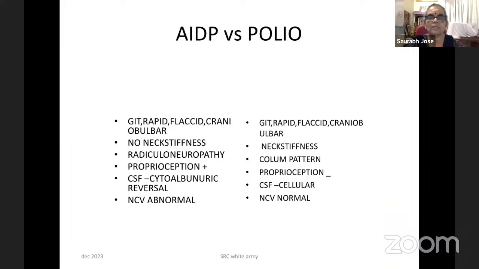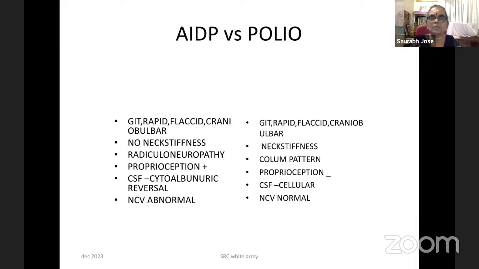And how to differentiate AIDP versus polio, especially if it is a child? Painful paralysis, cranial muscles, bulbar muscles can all be involved. Areflexia can happen. So how are you going to differentiate? One thing, purely motor is polio. The points which resemble are cranial involvement, bulbar involvement, flaccid paralysis. But polio is purely motor. In AIDP, you can demonstrate some sensory involvement. And in polio, there is a meningitis, so you can have neck stiffness.